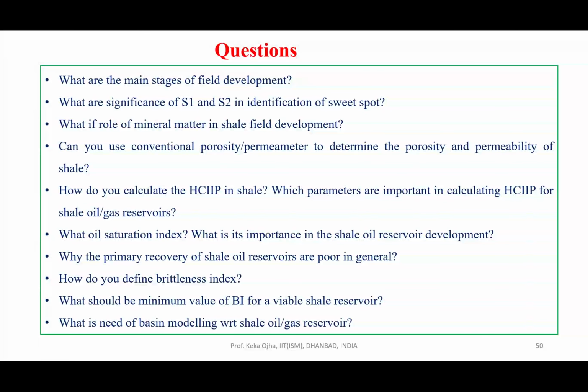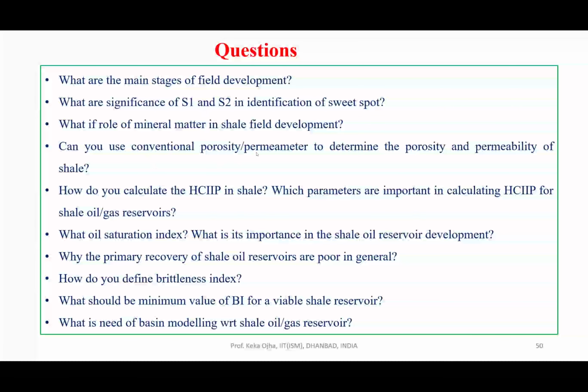What is the role of mineral matter in shale field development? Yes, please write, whoever is not here. Mineral matter knowledge is important for fracturing. We determine the brittleness index, and if the brittleness index is not good enough, we cannot do the fracturing. And without fracturing, we cannot produce.